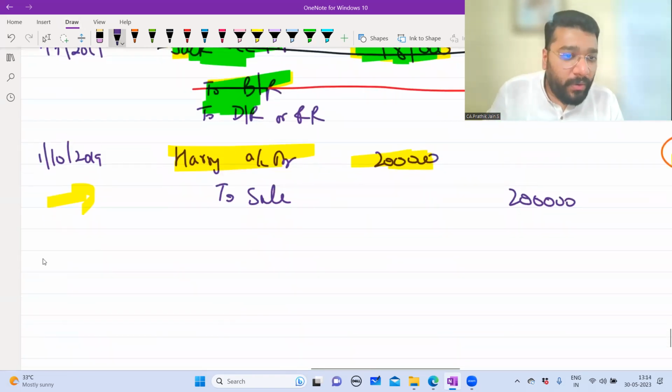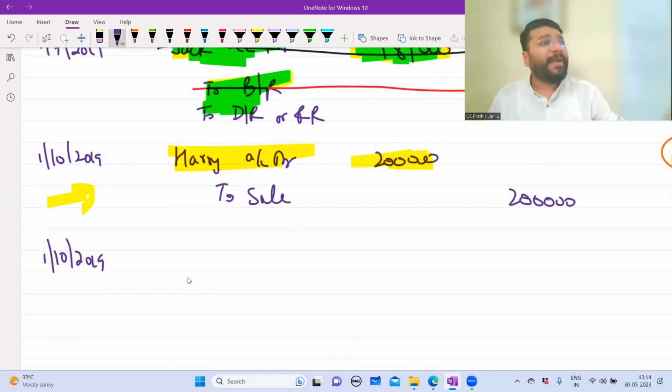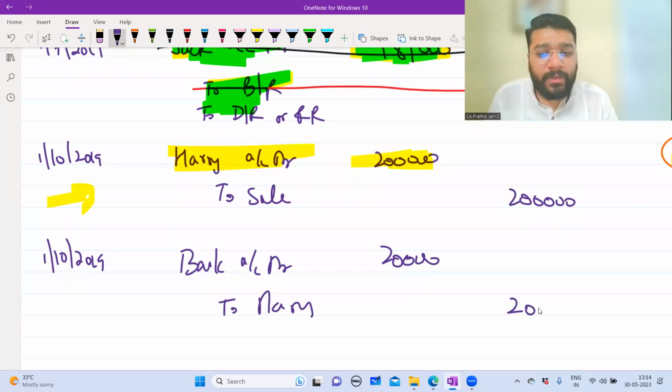So, bank account debit. On 1/10/2019, Harry is saying that, Donkey, you take the 20,000. I don't want your money. So Harry is saying that Gorgi, you take that money. So Gorgi is receiving from the bank how much? 20,000 rupees. And to that extent, Harry's account is getting settled, 20,000 rupees.